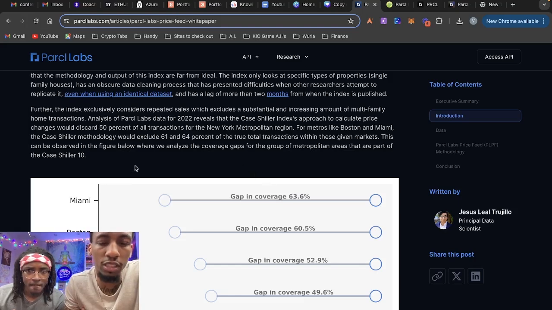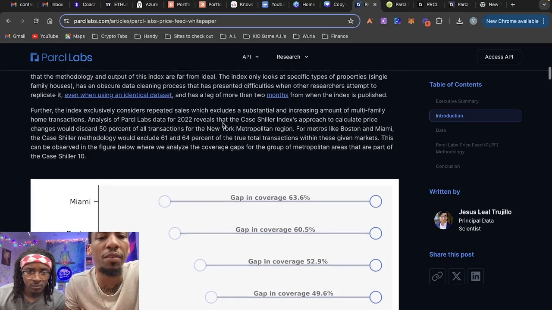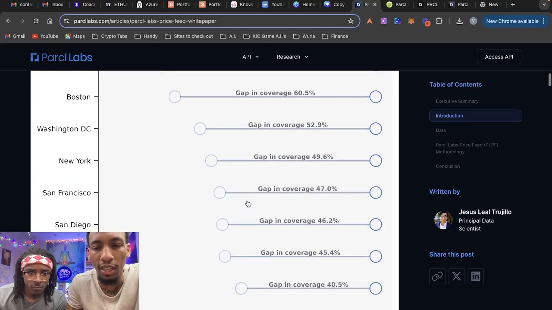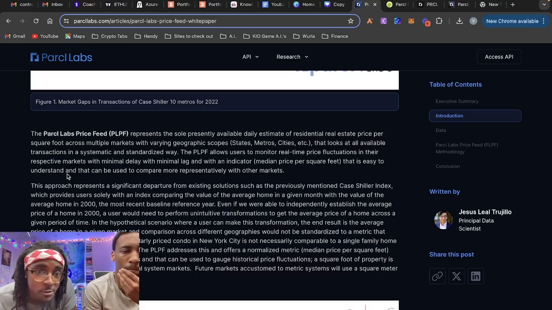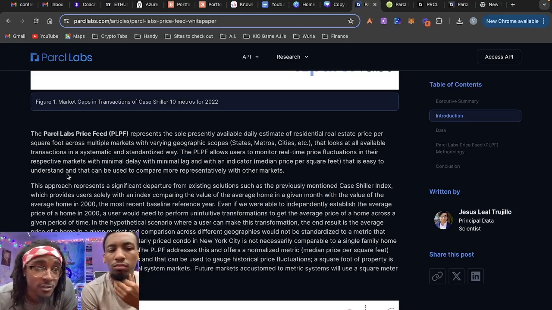So this is showing here the gap in coverage between the Case-Shiller index and Parcl Labs' novel mechanism for determining the value of these cities. And then you can just look at the number disparities here. So it says here, the Parcl Labs price feed represents the sole presently available daily estimate of residential real estate price per square foot across multiple markets with varying geographic scopes that include states, metros, cities, etc. And it looks at all of the available transactions in a systematic and standardized way.